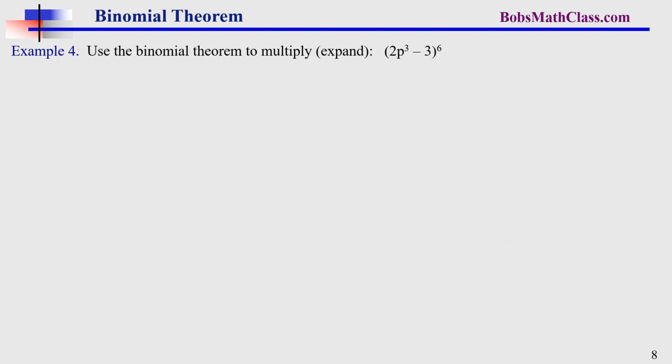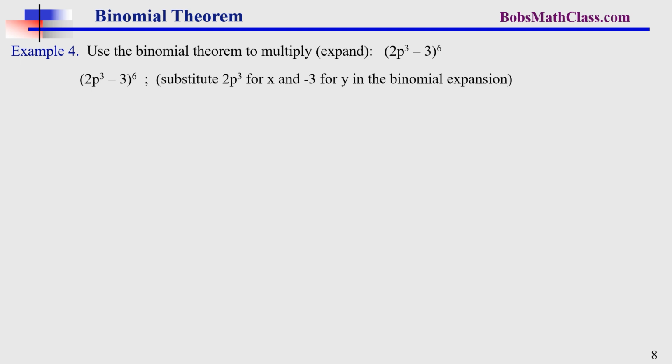Okay, this example is a little different because it has that minus sign in the middle. The formula had a plus sign in the middle. So therefore, when we use 3 for our second term, replacing it with the y, we're going to have to use negative 3. So not 3, but negative 3. Okay, so 2p to the third, that's going to be replaced for the x, and negative 3 will replace the y.